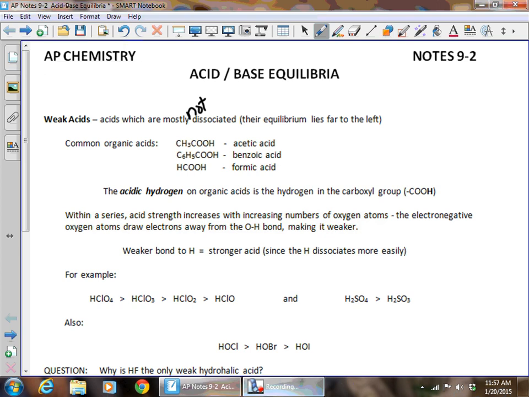So we're going to continue our discussion of acids and bases and look at equilibrium situations with acids and bases, which are going to occur, of course, with our weak acids and weak bases, because those are the ones that are not completely dissociated. As you can see here, my original notes were not correct. These are the weak acids, which are mostly not dissociated. Their equilibrium lies far to the left.